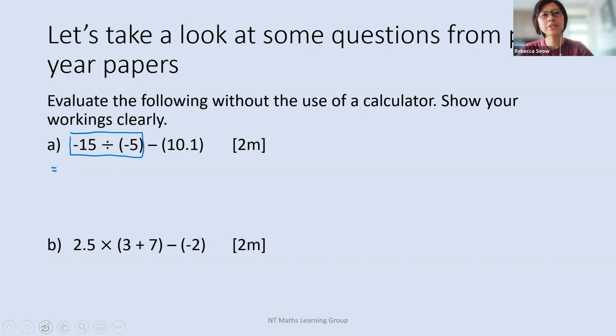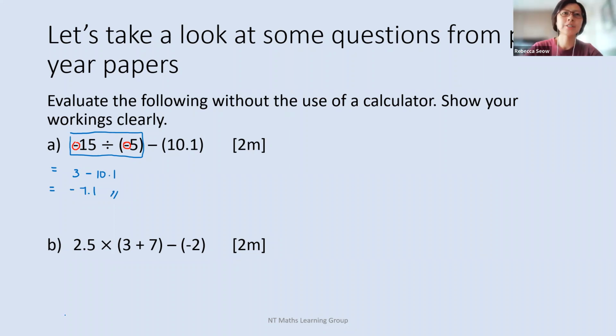Let's just pay special attention to the minus, divide by minus, right? So when we have a negative number divided by a negative number, answer will be positive, and we take 15 divided by 5, we will get positive 3. Positive 3, we copy down everything else that we didn't box up. Take away 10.1. So answer here will be negative 7.1.